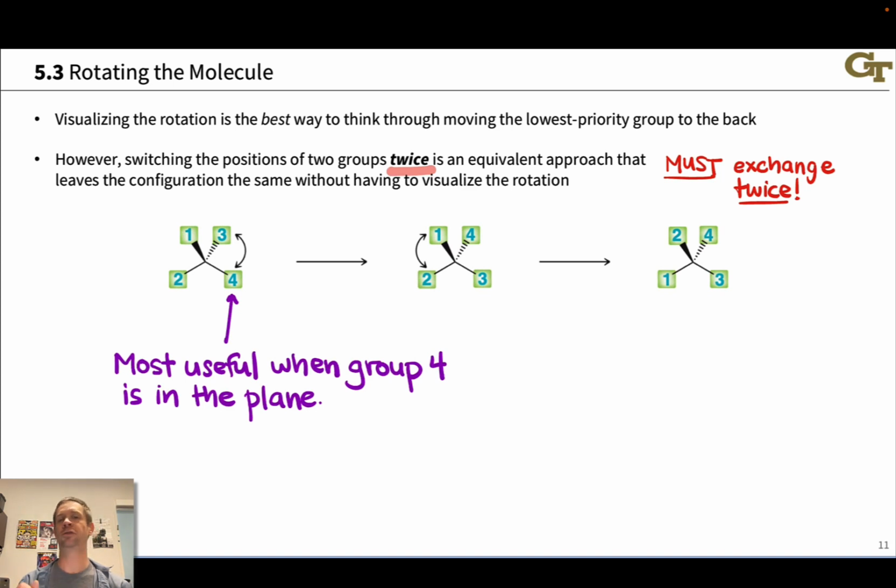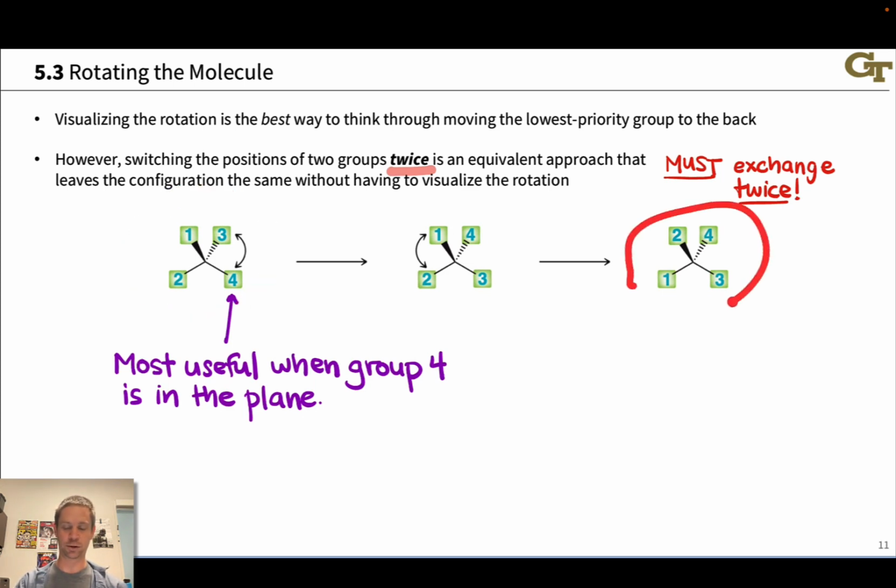And the last thing I'll say is just a brief warning: you have to do this twice. You must exchange twice. If you only exchange once, you've actually made the enantiomer of this structure. So that's going to lead you to the wrong configurational label, the wrong configurational assignment. You'd assign here, for example, this looks S, but what you need to do is exchange again to get back to the original configuration.